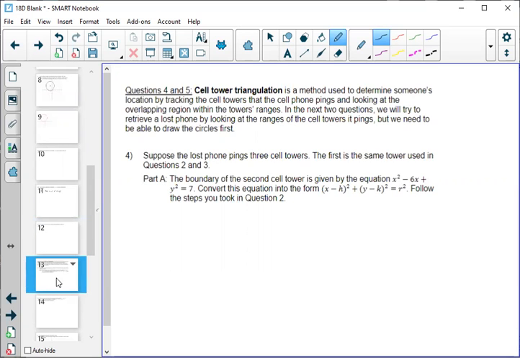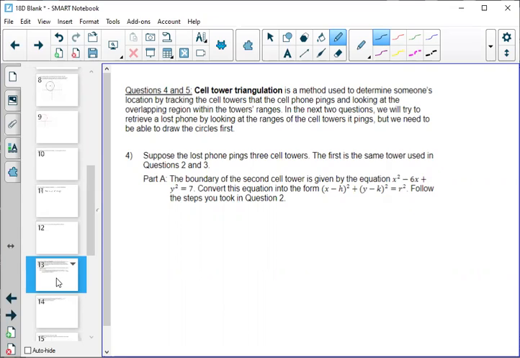Questions 4 and 5. It says cell tower triangulation. This is a method used to determine someone's location by tracking the cell towers that the cell phone pings and looking at the overlapping region within the towers' ranges. In the next 2 questions, we will try to retrieve a lost phone by looking at the ranges of the cell towers it pings, but we need to be able to draw the circles first. Number 4, it says, suppose the lost phone pings 3 cell towers. The first is the same tower used in questions 2 and 3.